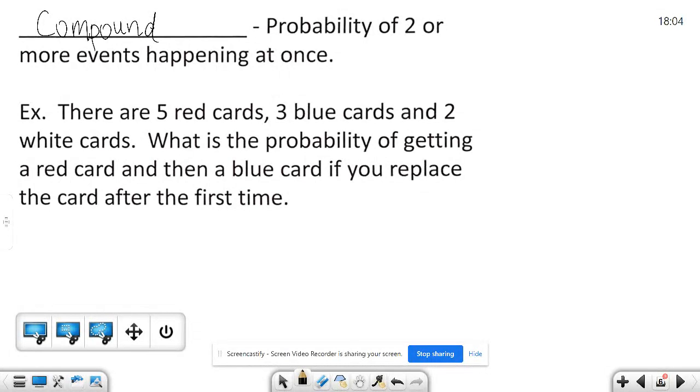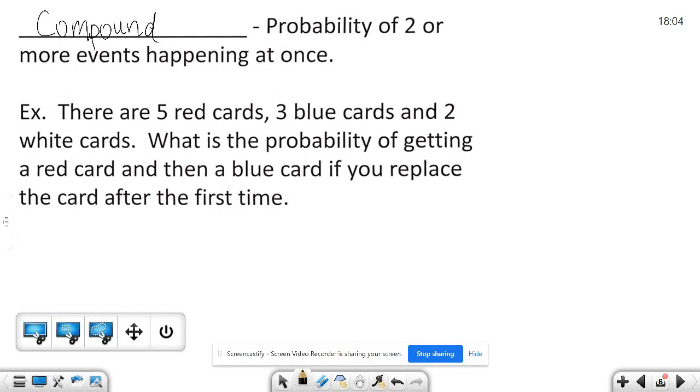So compound probability is when two things are happening at once. So if I get two dice, or if I get a set of dice and I throw them, two dice are being rolled on the floor, or on the table, or wherever. So those are two events happening at the exact same time.